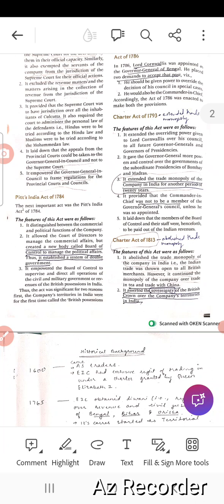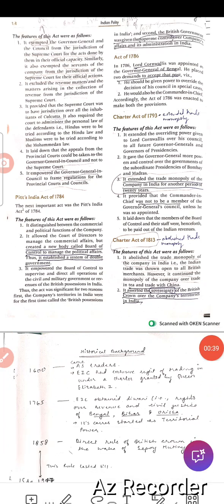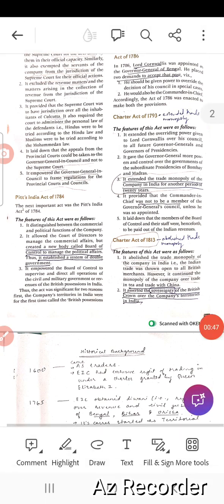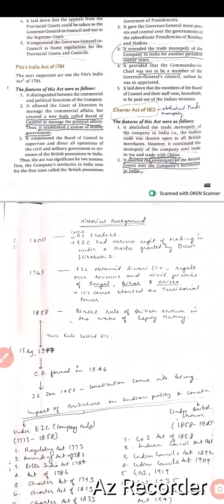Council. Okay. The next important point is it laid down that the members of the Board of Control and their staff were henceforth to be paid out of the Indian revenues. Earlier, they were not paid from the Indian revenues; some other sources were provided for that. But now, with the coming of Pitt's India Act of 1784, they were given their salaries from the Indian revenues. Okay, it's another form of exploitation of the Indian treasury. Okay. Charter Act of 1813.